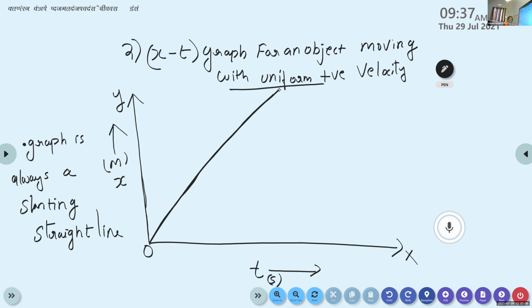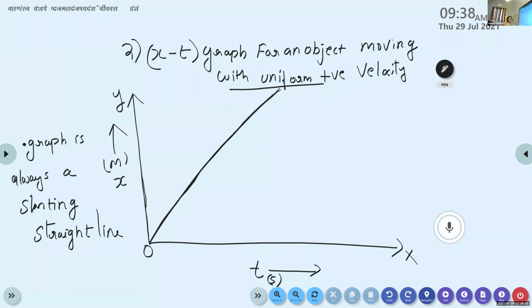For the object at rest, it is also a straight line, but that straight line is parallel to time axis. Here, the velocity is increasing uniformly. As the time increases, the velocity of the object is also increasing uniformly. So it will be a slanting straight line. The graph is always a slanting straight line.